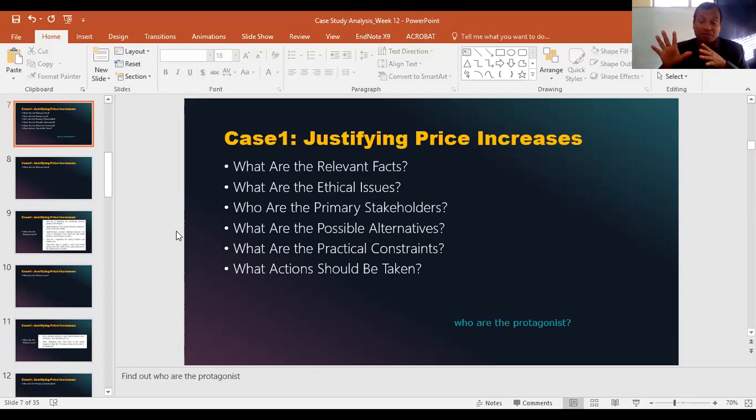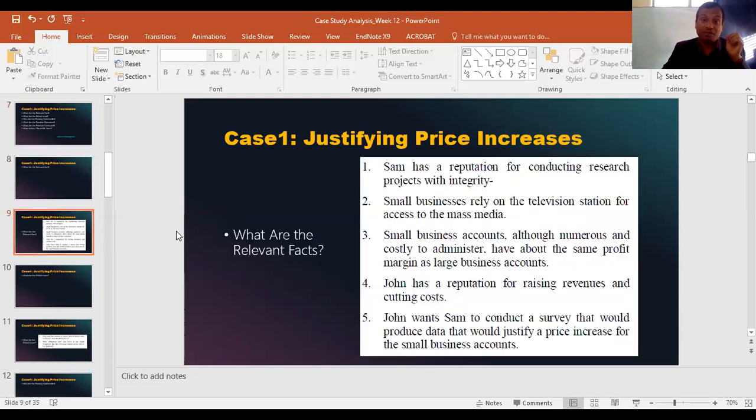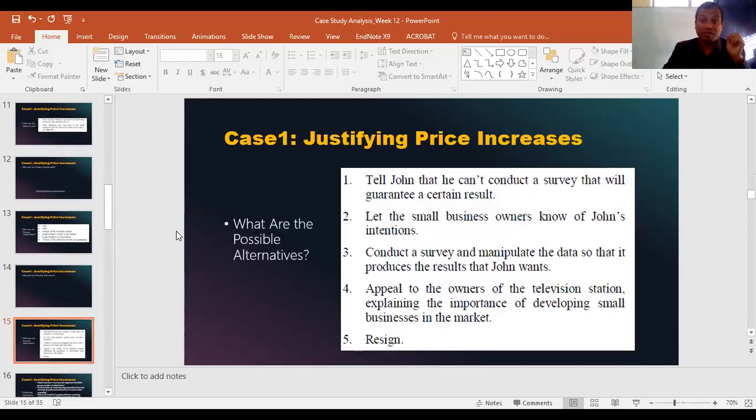Five alternatives for the SAM. And what are the practical constraints we have seen for the SAM as well, and for the other stakeholders as well. And then finally, what action should be taken? What is your recommendation? That is the last one.